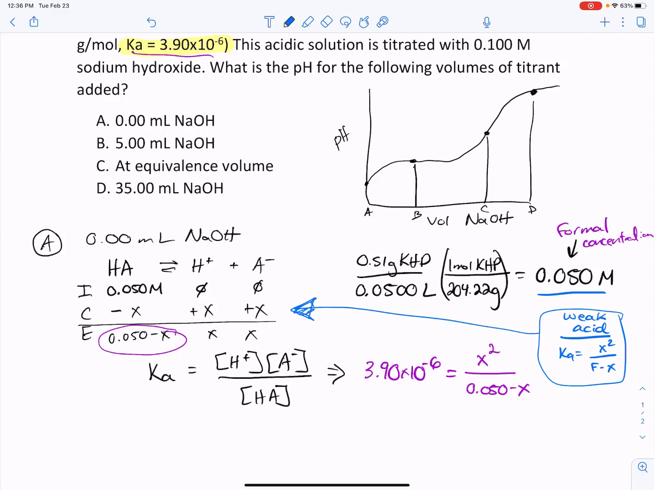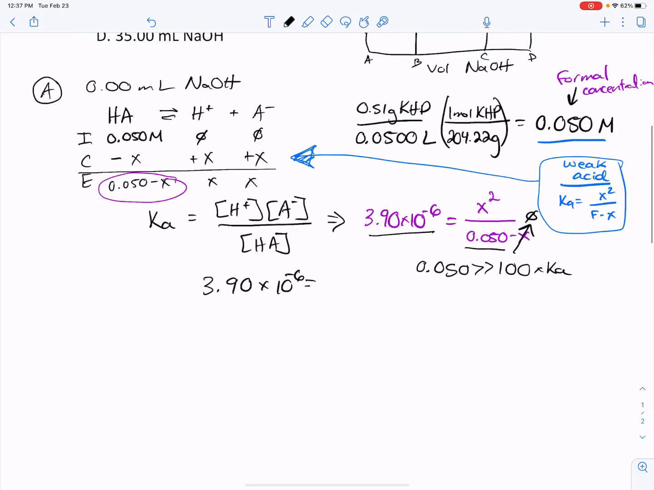All right, so now we just have to solve. Since my formal concentration here, 0.050, is at least 100 times my Ka, which is here, we can pretend this x right here is non-existent. So it goes to 0, which means we can simplify this down to 3.90 times 10 to the negative 6 equals x squared over 0.050, which essentially just means we don't have to do the quadratic formula.